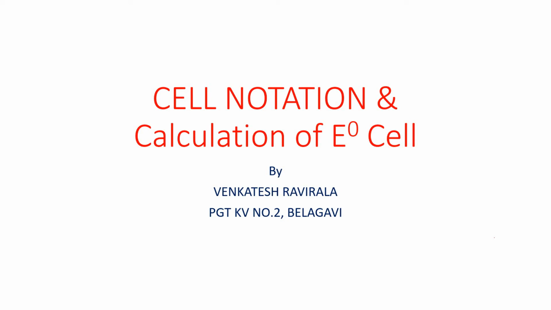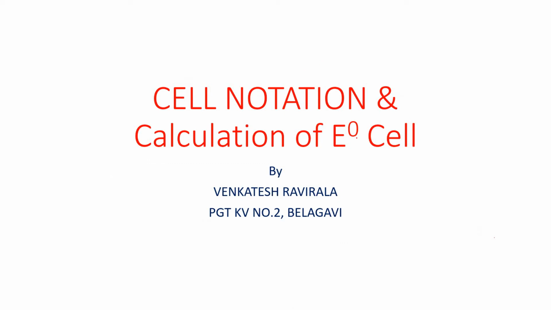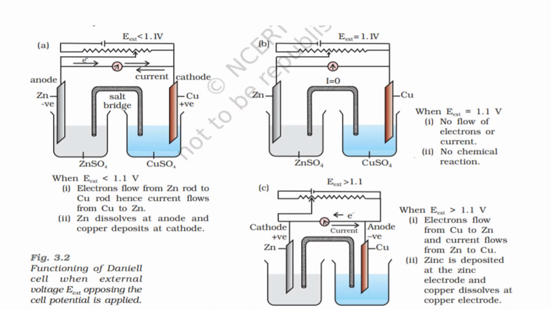Good morning, children. Today in class we discuss cell notation and how to calculate electrode potential values. E naught means what? Standard electrode potentials. Let me see this one first of all. In this diagram, when you observe the first one, here the anode is zinc and the cathode is copper, right?